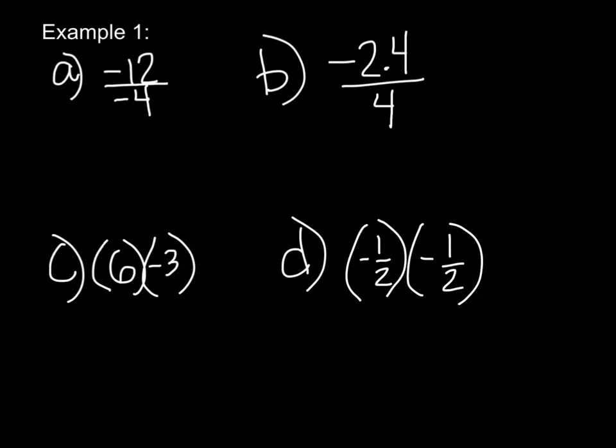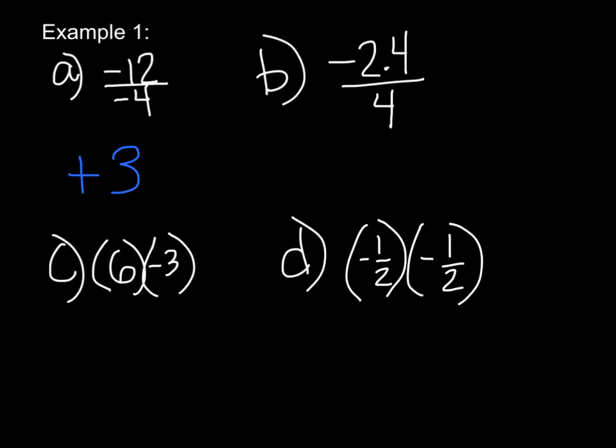In example 1, we're asked to multiply and divide the following. In A, we're asked to divide negative 12 divided by negative 4. We have the same sign, so therefore our answer is going to be positive. Negative 12 divided by negative 4 is a positive 3.